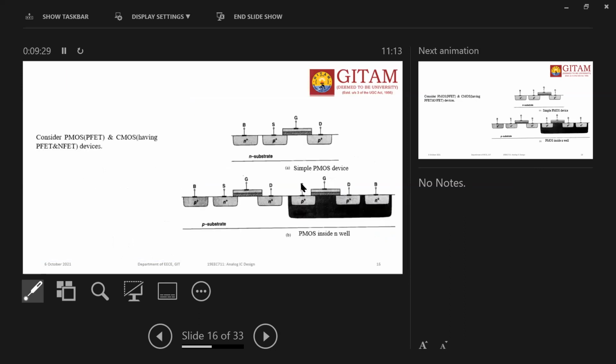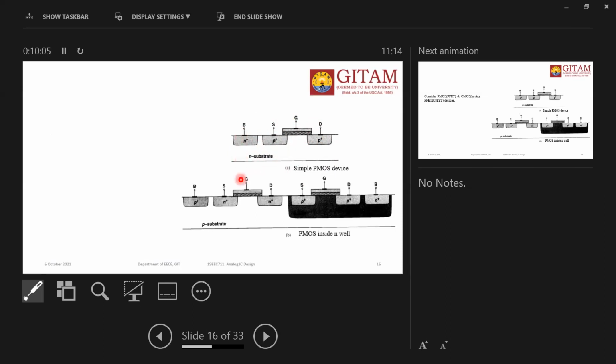Next, take this circuit. This is a simple PMOS transistor. If you want a PMOS transistor, you definitely need an N-type substrate. Every MOS transistor has three terminals: source, drain, and gate. But the fourth one is the substrate terminal, the N-type substrate. The substrate terminal is known as the bulk or body.